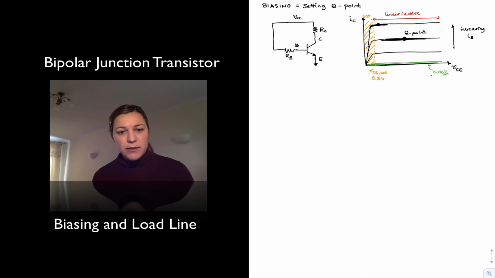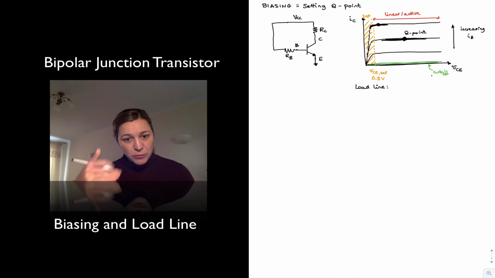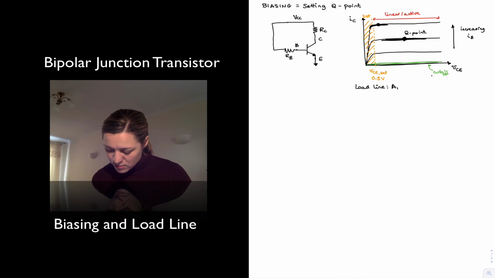Now, the set of different available operating points is given by what's known as the load line. The load line is just a graphical representation of all the possible Q points. The way the load line is calculated is by applying KVL around the collector emitter path. KVL being Kirchhoff's voltage law around the collector to emitter path.